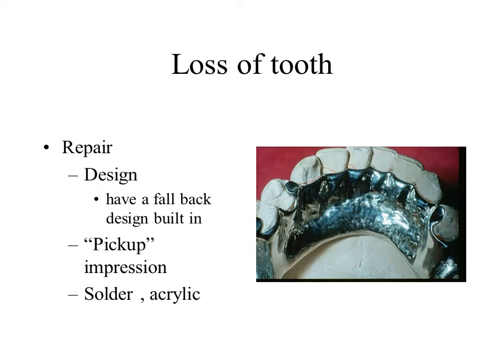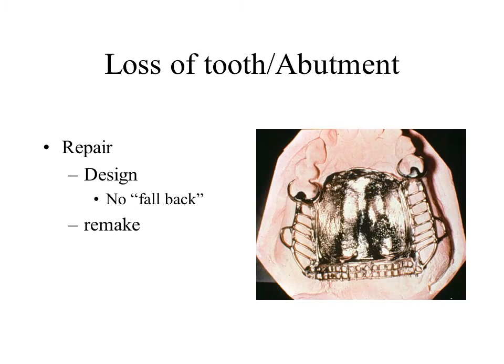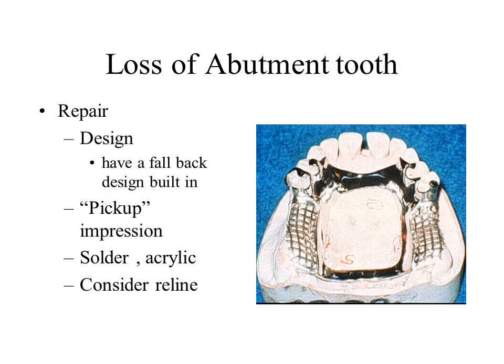Loss of abutment teeth. In this case, the next tooth adjacent is made the primary abutment, and may require placement of a wrought clasp as a temporary measure. It may be necessary to remake the RPD.